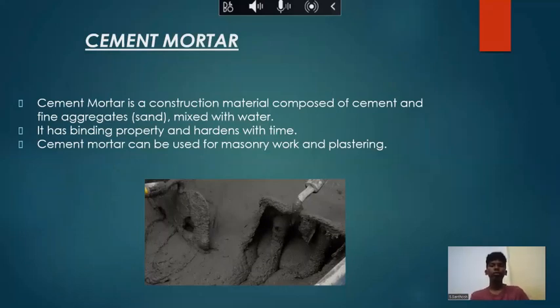Cement mortar. Cement mortar is a construction material composed of cement and fine aggregate, that is sand, mixed with water. So the cement mortar is mixed in different ratios depending on their use. It might be like the ratios of 1 is to 2 is to 3 for having a normal or standard cement mortar, or in different ratios to serve for different purposes. It has binding property and hardens with time. So over here, while you're speaking about the cement mortar, you also check about the quality of cement and whether it's strong enough to have a permanent structure, or will we need to use it only for a temporary structure and etc.